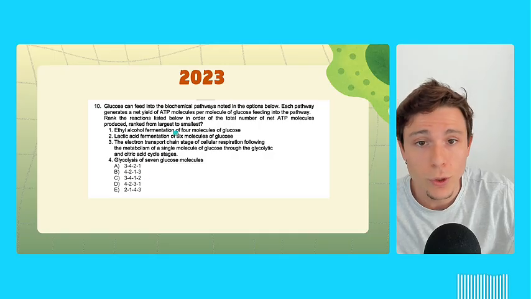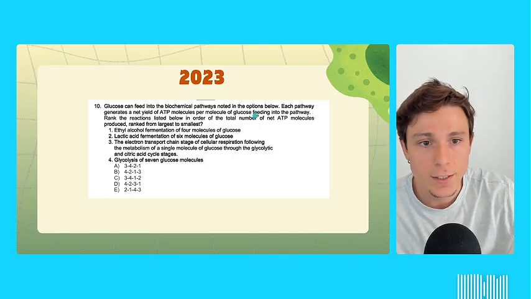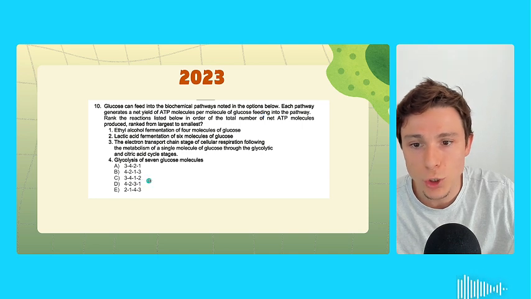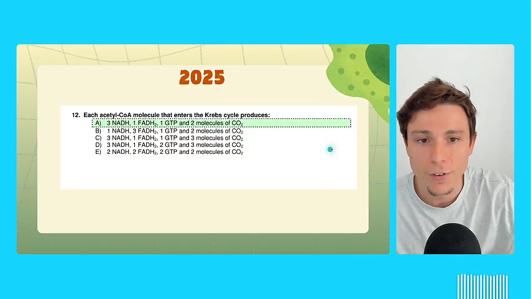This is a very interesting one. If you have a chance, take a look at this question and see if you could guess what the correct answer is. Obviously it's the letter A, but try to understand why it's the letter A. I think that's very valid.